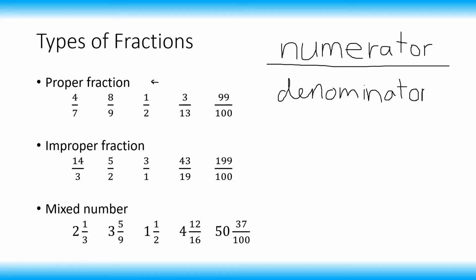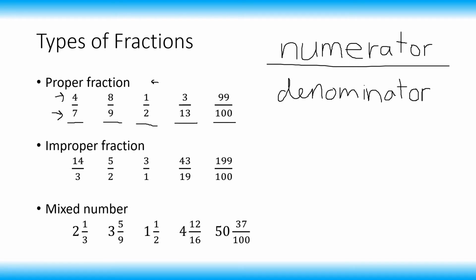So we can see that in the first example over here, we've got 4/7. The 4 on top is smaller than the 7 on the bottom. In the second example, we've got 8/9. Same thing, the 8 is smaller than the 9, so it's a proper fraction. Here we've got 1/2, the 1 is smaller than the 2, 3/13, the 3 is smaller than the 13, and 99 hundredths. So the 99 is smaller than the 100. That's what makes a fraction a proper fraction.